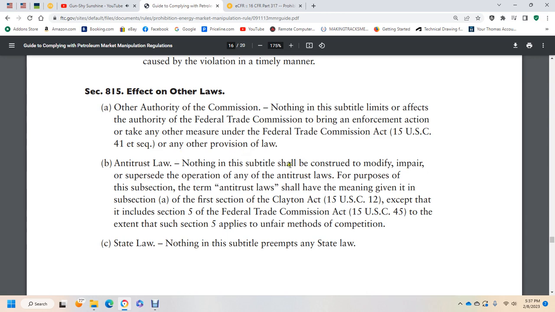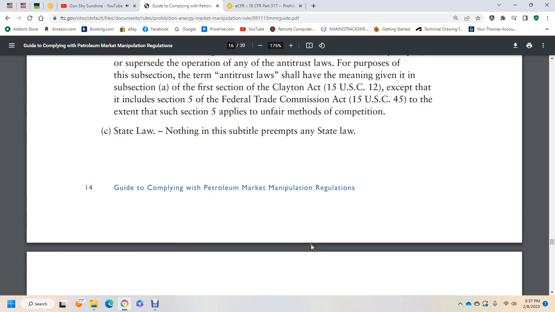Antitrust laws. Nothing in this subtitle shall be construed to modify, impair, or supersede the operation of any antitrust laws. For purposes of this subsection, antitrust laws shall have the meaning given in subsection A, first clause of the Clayton Act, Title 15 U.S. Code 12, except that it includes Section 5 of the Federal Trade Commission Act, 15 U.S. Code 45, to the extent that such Section 5 applies to unfair methods of competition. State law. Nothing in this subtitle preempts any state law.